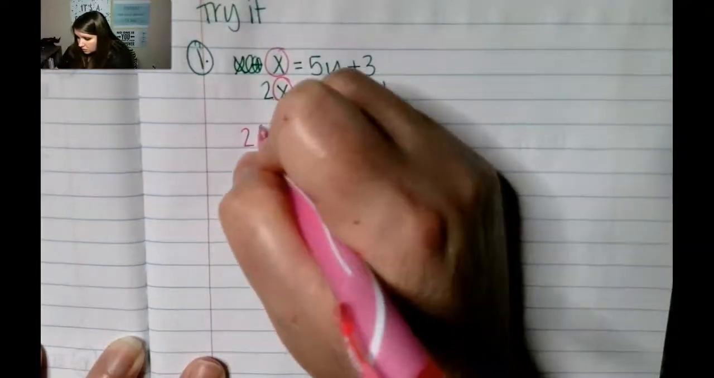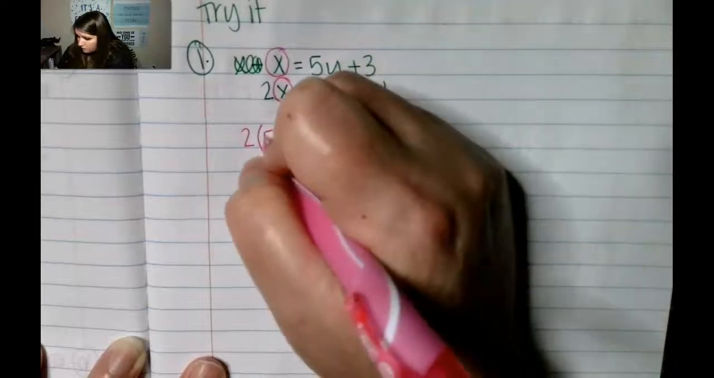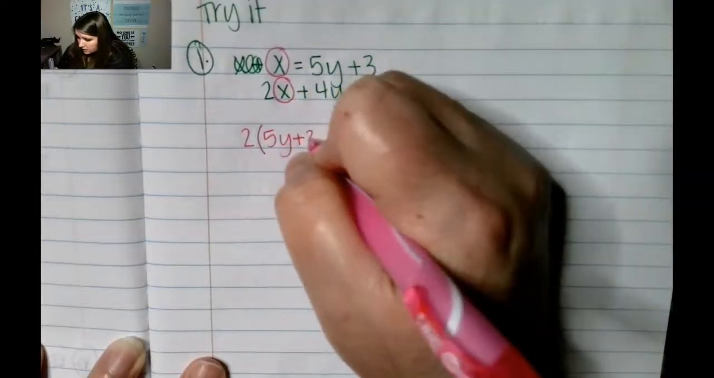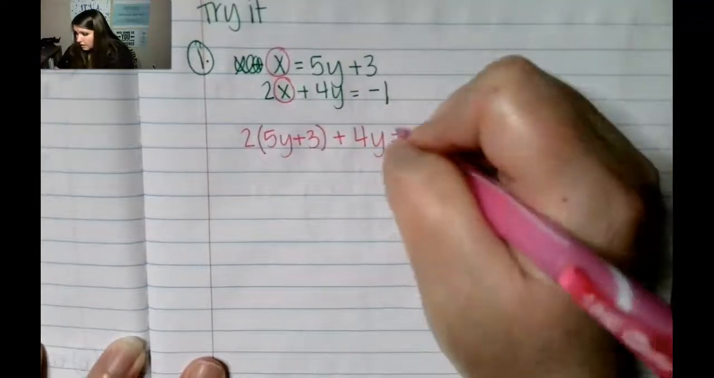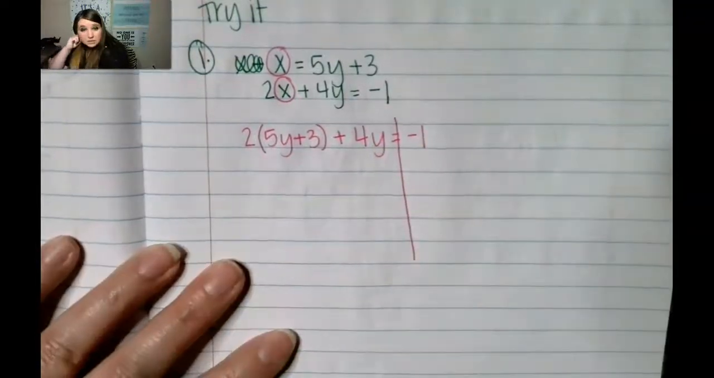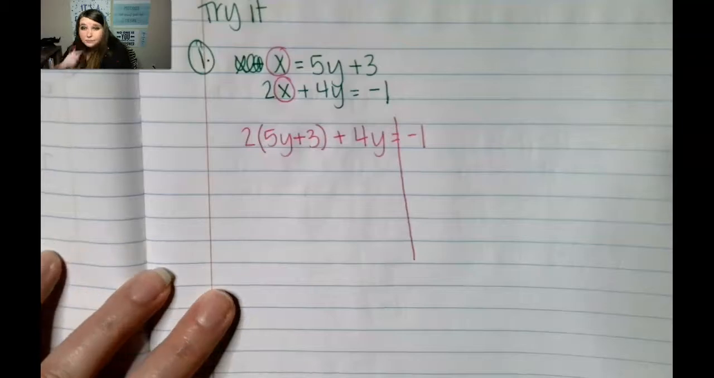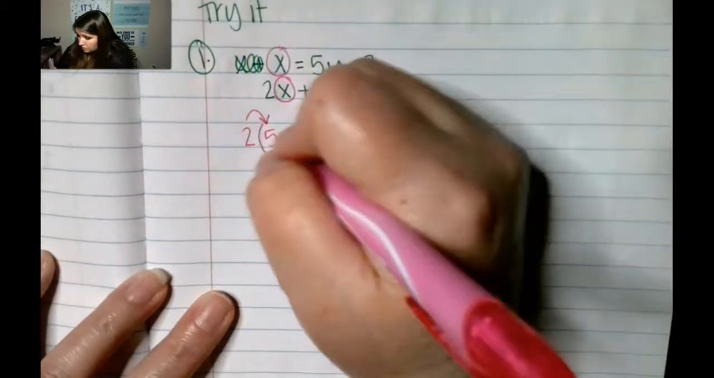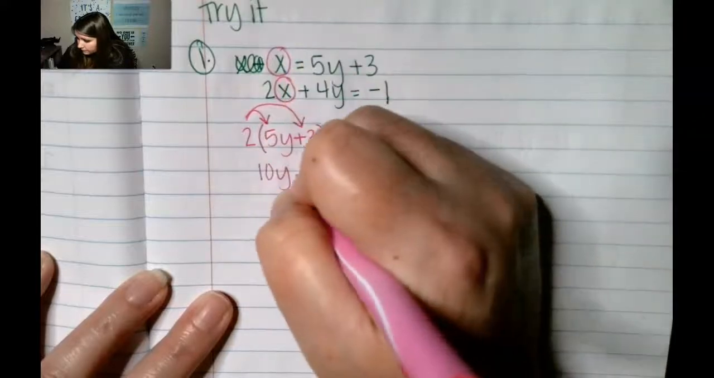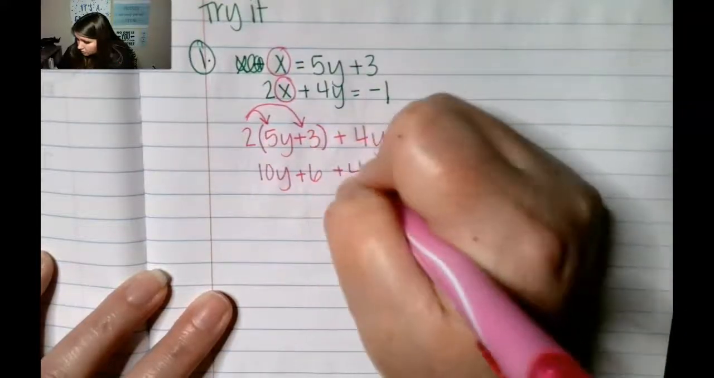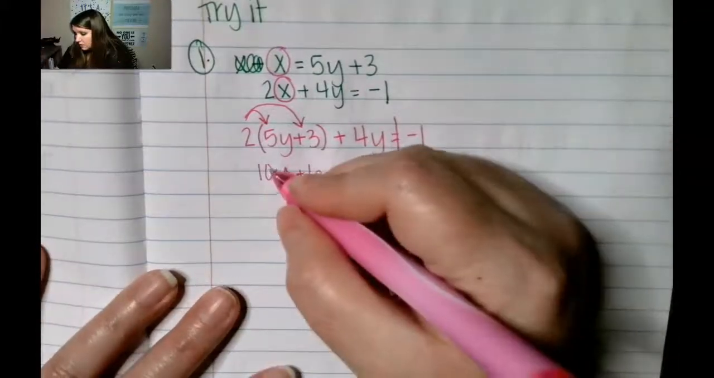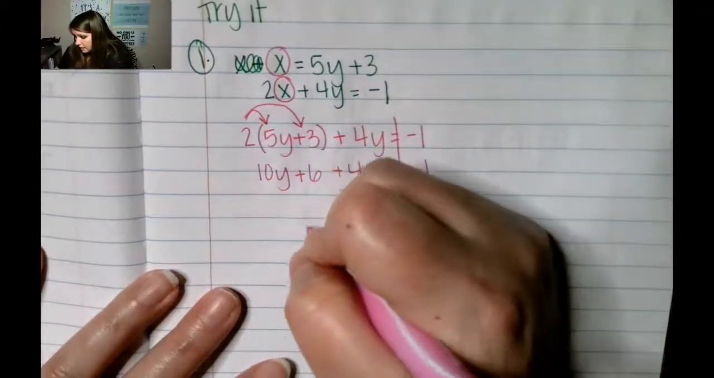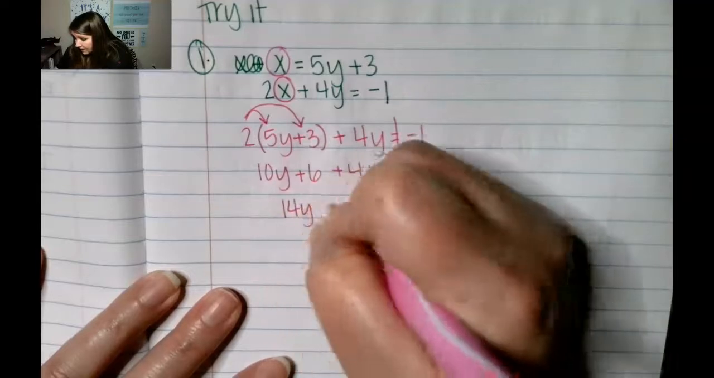So it says 2 times (5y plus 3) plus 4y equals negative 1. I am now going to solve for y. 2 times 5 is 10y. 2 times 3 is 6, plus 4y equals negative 1. Combine like terms, so I have 10y and 4y. So that gives me 14y plus 6.